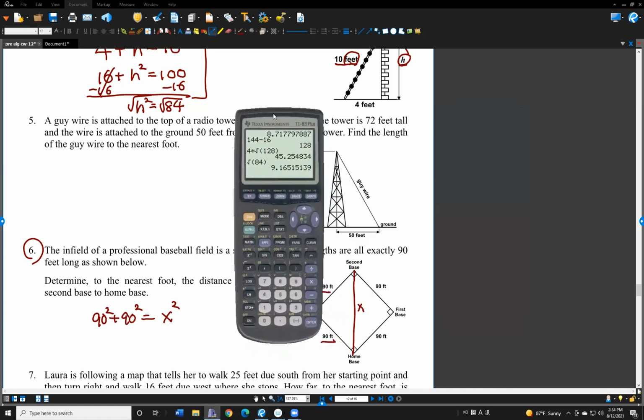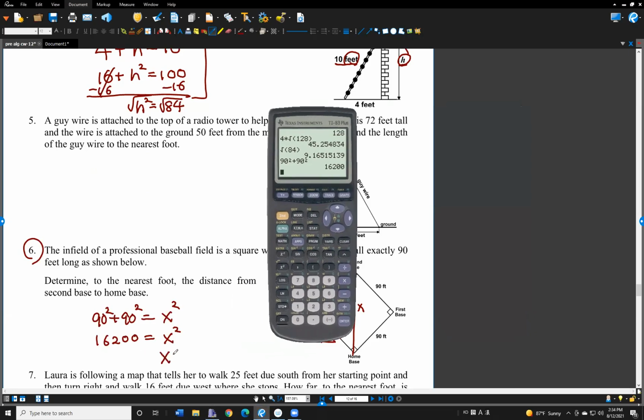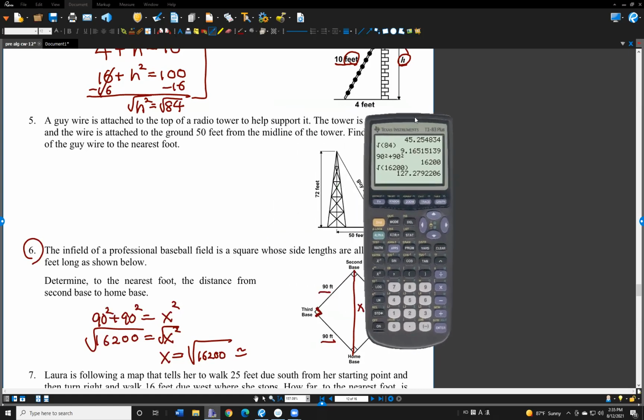90 squared is 8100. I'm going to use a calculator, okay? 90 squared plus another 90 squared equals 16200. That is X squared. What is X? X equals the square root of 16200. That is the value of X. Square root of 16200 is 127.3, right?